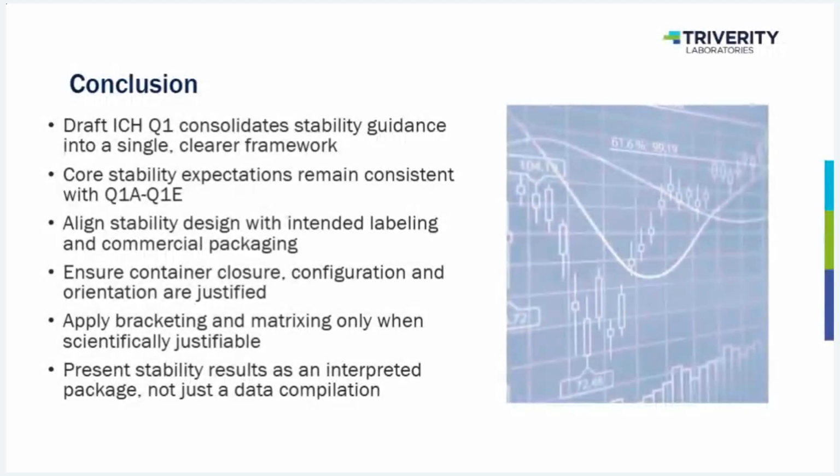So in conclusion, draft ICH Q1 consolidates the stability guidance into a single, much clearer framework for executing stability studies. The core expectations with our current ICH Q1A through Q1E have not changed. You want to make sure that you're aligning your stability design with your intended labeling and your commercial packaging, and ensure that your container closure configuration and the orientation are justified. And then you only want to apply bracketing and matrixing when it's scientifically justifiable.